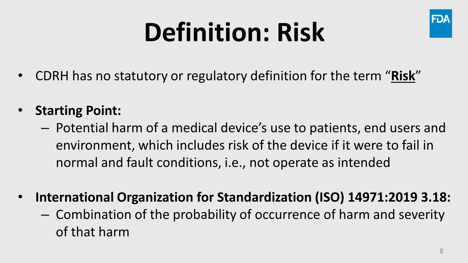Last, we have the formal definition as defined in the International Organization for Standardization, ISO 14971-2019, Medical Devices, Application of Risk Management to Medical Devices, Section 3.18. And that is the combination of the probability of occurrence of harm and the severity of that harm, both of which we defined earlier. This is how you will determine the risk of your medical device. Again, all medical devices have risk.